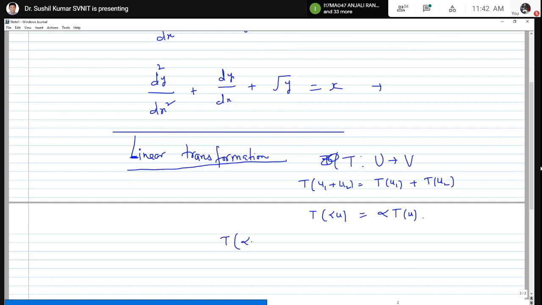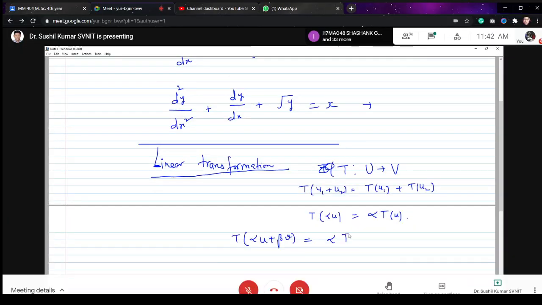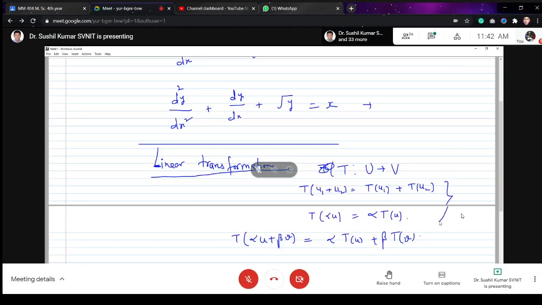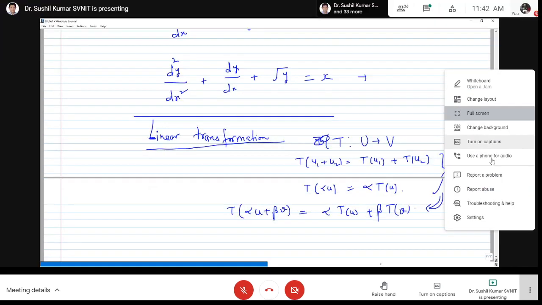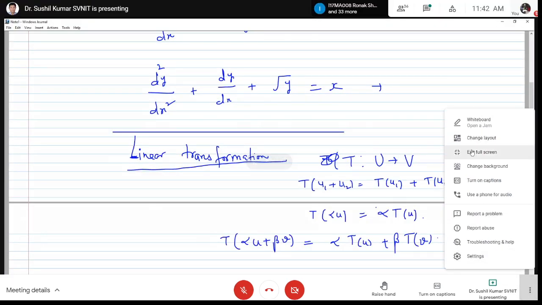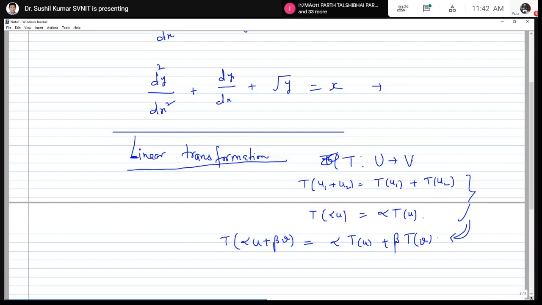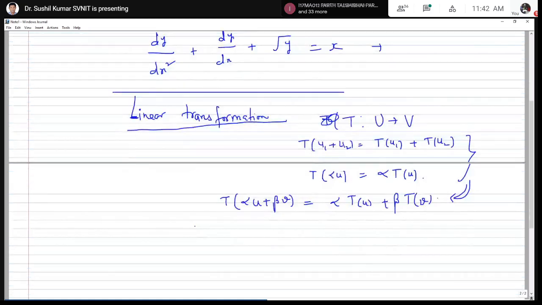If you write T of alpha U plus beta V, then it should be alpha T U plus beta T V. You can merge these two conditions in one condition. T of U1 plus U2 should be equal to T U1 plus T U2, and T of alpha U equal to alpha into T U. Then it is called linear transformation. T is transformation from vector space U to vector space V. Can you define the operator?